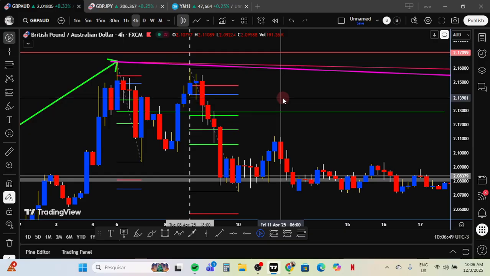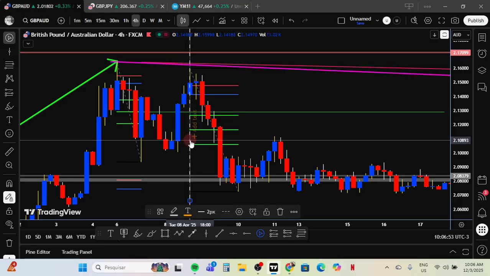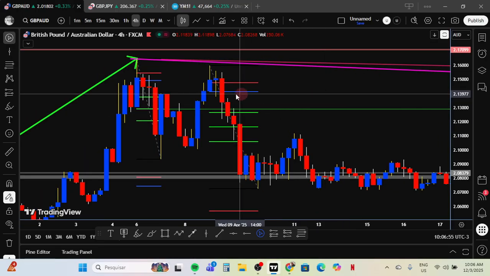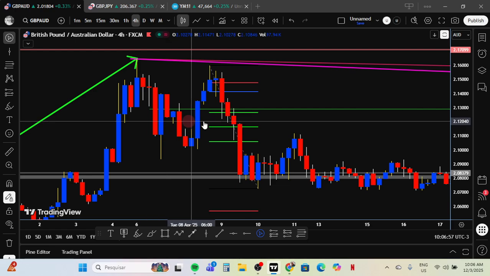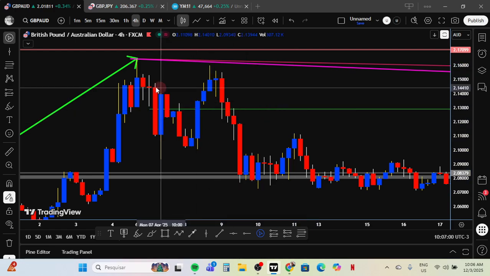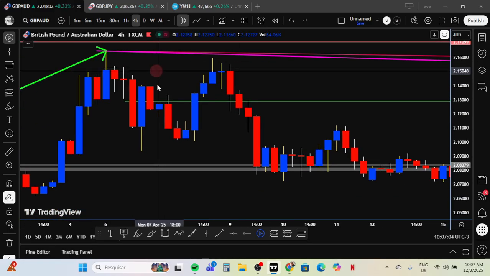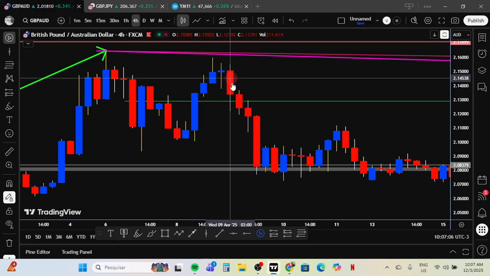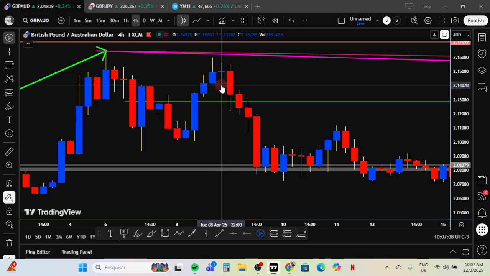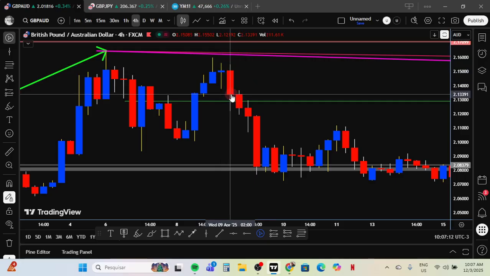So on the 4-hour time frame, it's more interesting. The market made what I call a double top pattern, right? The market made a double top pattern right here. You guys can see that double top, a lot of candlestick signals right here. Once this candle closes below this kind of doji right here, it's a sell. Already, this is a sell from here.